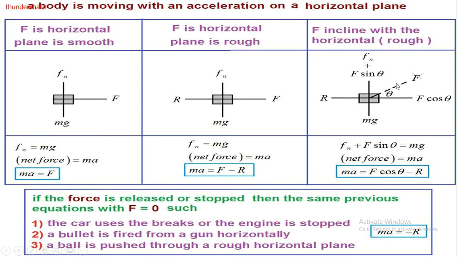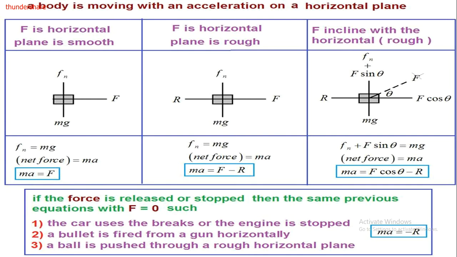How about if the force is inclined to the horizontal with angle theta? So F cosine theta minus R, which is the net force, equals ma. And by resolving the force, we will find that F normal plus F sine theta equals mg. In the first case, the body is moving with a force without resistance. And in the second case, it is moving with a force in the presence of resistance.